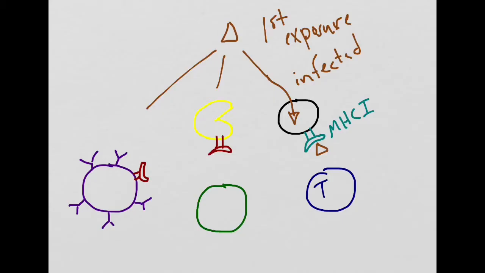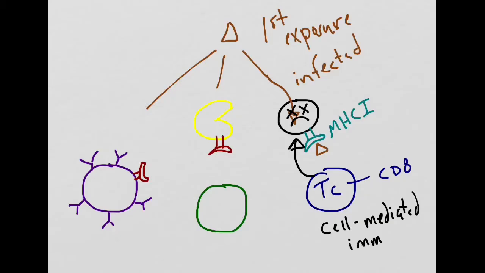The antigen presented on the MHC1 complex will be read by a CD8 cell, which is the TC cell or the cytotoxic T cell. This will activate the TC cell, and then the TC cell will turn around and destroy the infected cell. This is called cell-mediated immunity.